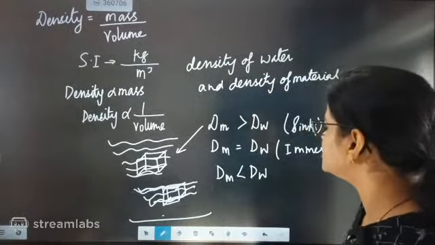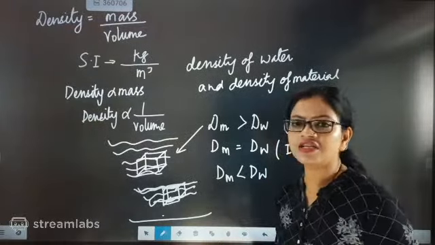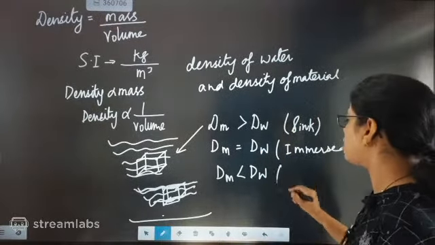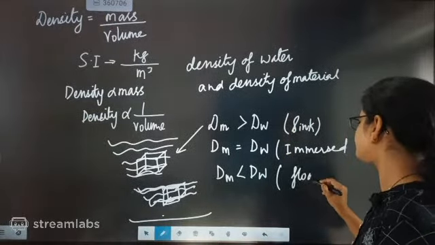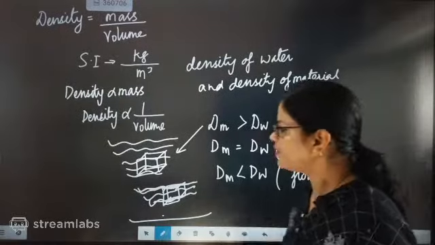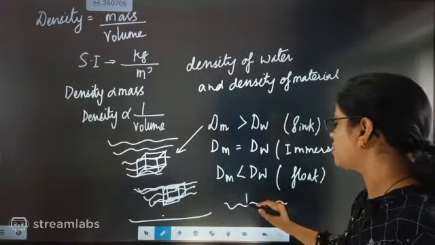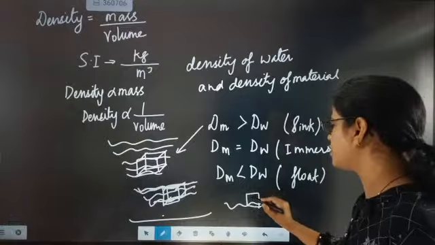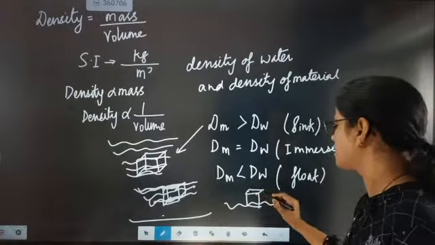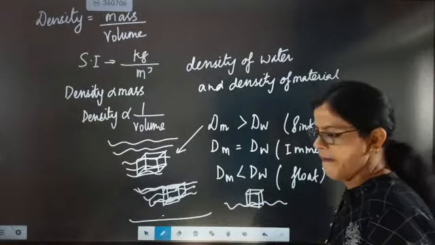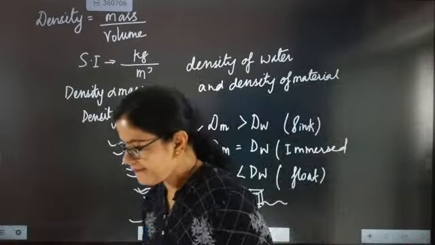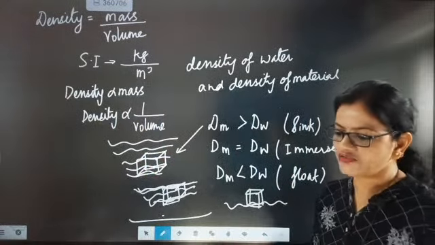Okay. Now when density of material is less than density of water, then the object will float. How is it exactly going to float? So if this is water, then the object will come on the surface of water.